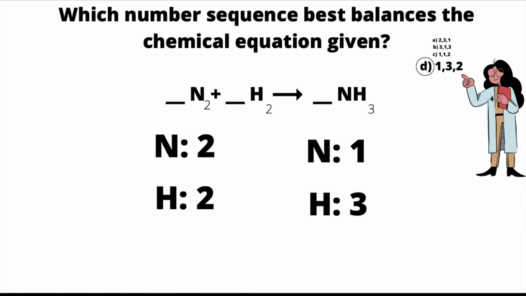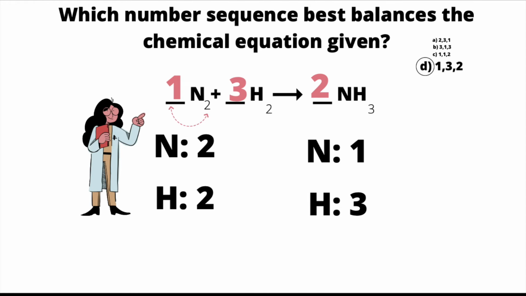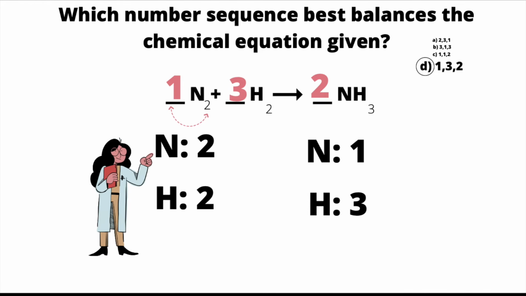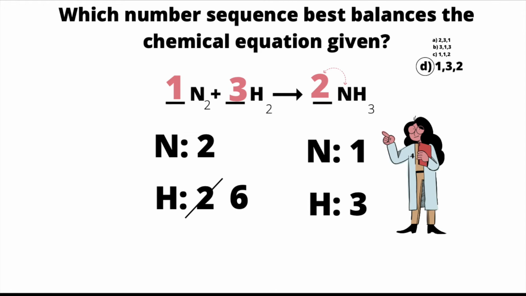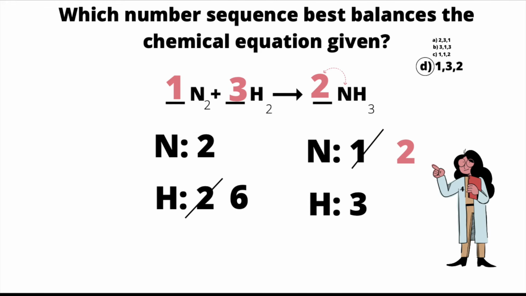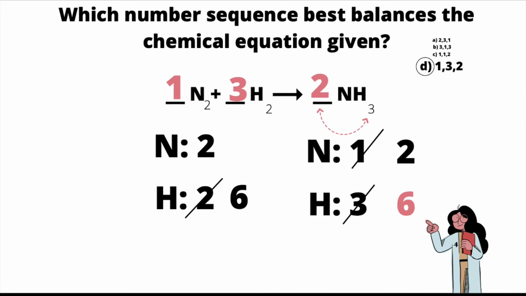Let's take the numbers from our answers and fill in the blanks here. The coefficient numbers change everything in the amount of atoms, so let's go ahead and recalculate this. 2 times 1 is going to give us 2 nitrogen. 3 times 2 is going to give us 6 hydrogen. 2 times the 1 nitrogen is going to give us now 2 nitrogen. And 2 times the 3 hydrogen is going to give us now 6 hydrogen.